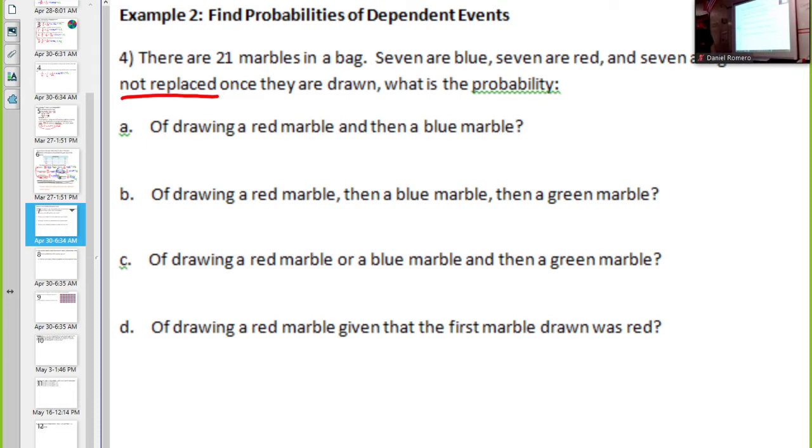What is the probability of drawing a red marble and then a blue marble? Let's start off with the red. How many at the very first draw are red? 7. Out of how many in total? 21.